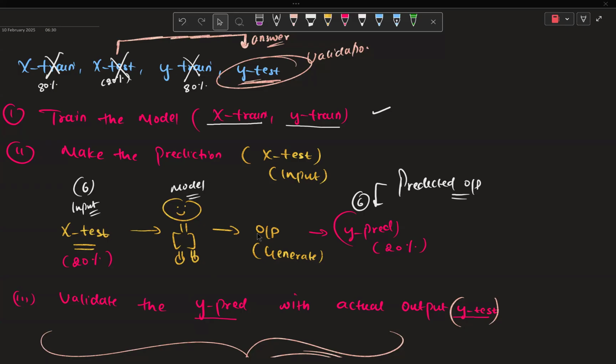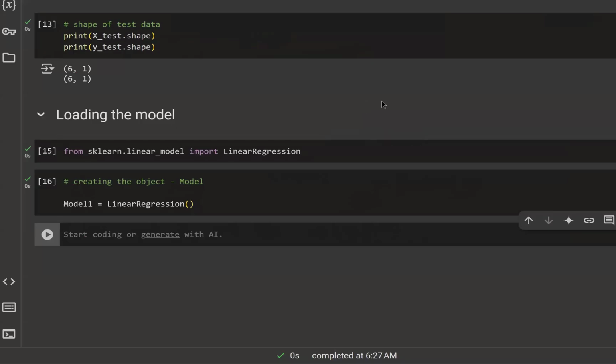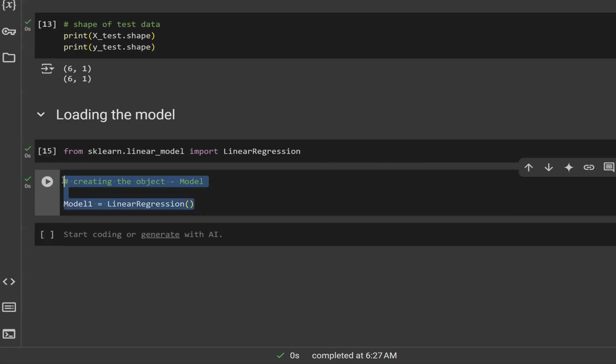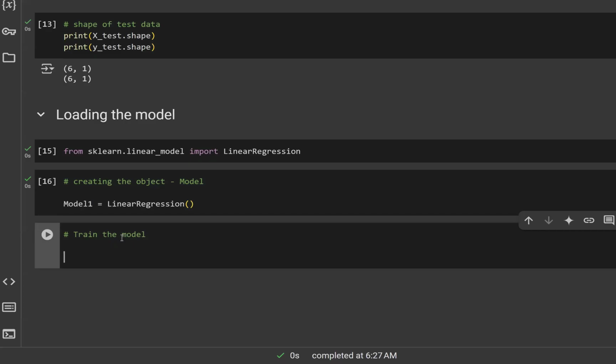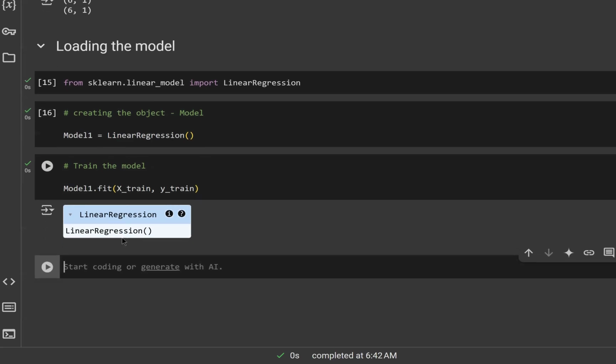Okay, so let's code it, guys, and you will get it practically also. For example, you have just created the model. This model is very new and has nothing to do with it. It has zero idea. We will train the model. For training, we use the fit function. Model 1 dot fit. We pass input data, input training, and output training. So here the model is getting trained, that is the learning process. What data did I pass? 80% of input, 80% of output.